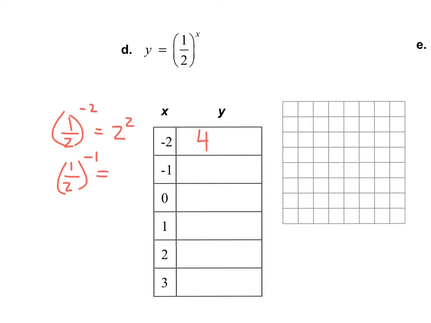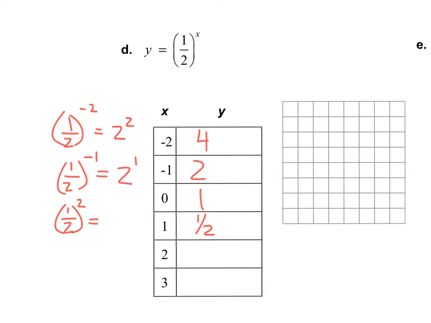Remember, a negative exponent tells me to flip it to 2 to the first power, which is just 2. Then I have 0, so remember anything to the 0 power is 1. Then I have 1/2 to the first power, that's just 1/2. Then I have 1/2 squared, which means that I have to square the top and square the bottom.